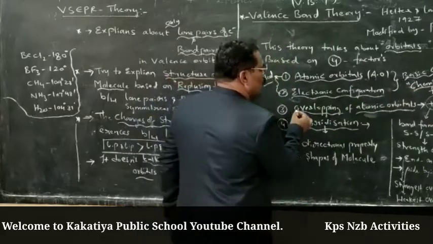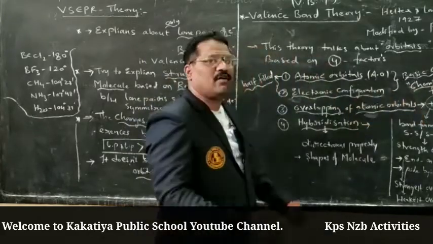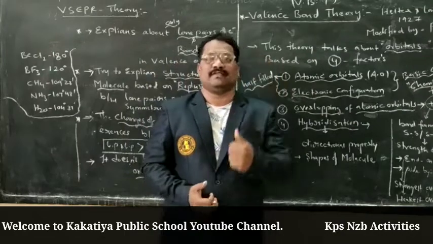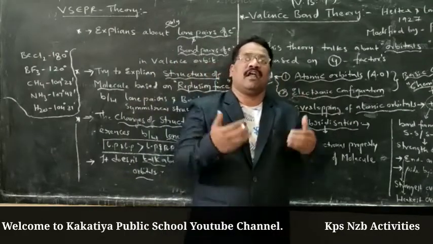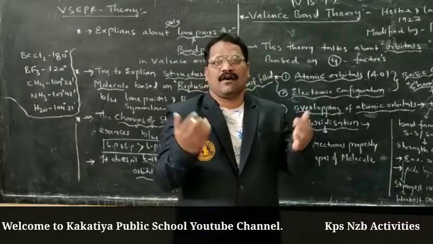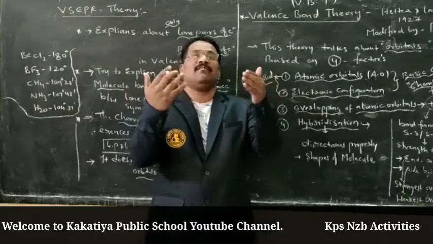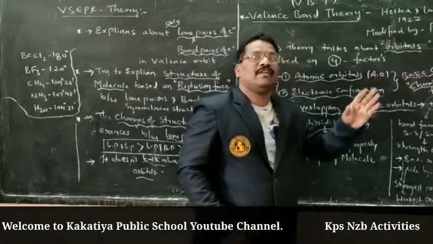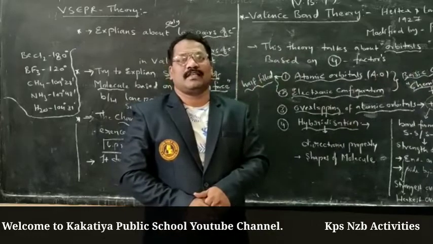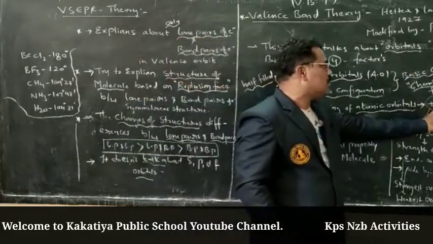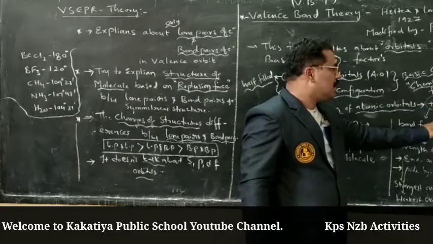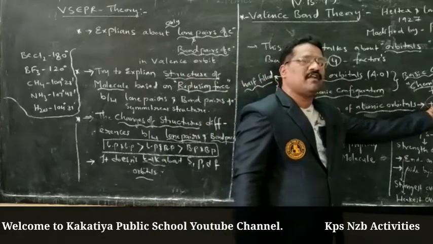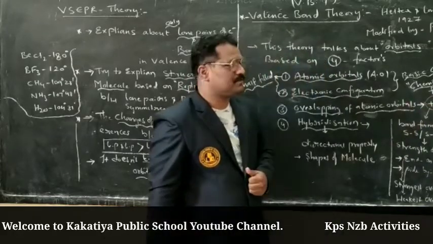Next point is overlapping of atomic orbitals. How are these orbitals overlapping? They can overlap in two ways: end-on-end or head-to-head overlap, or lateral or side-by-side overlap. Overlaps are of three types, which we will study in intermediate second year: positive overlap, negative overlap and zero overlap. The formation of a bond is clearly explained by positive overlapping.